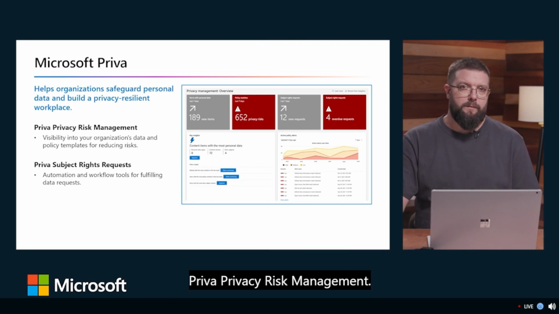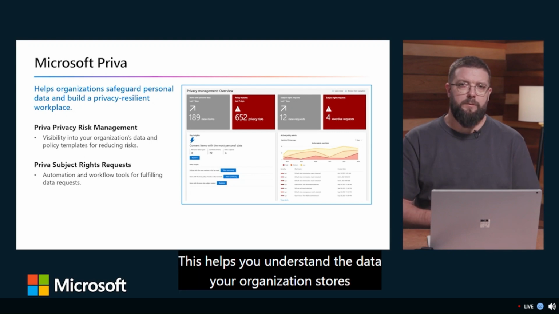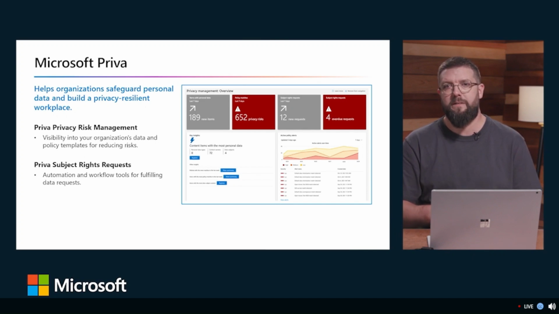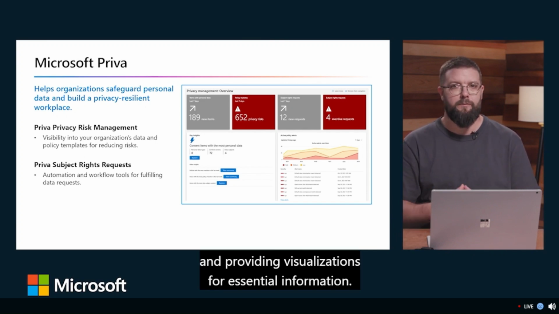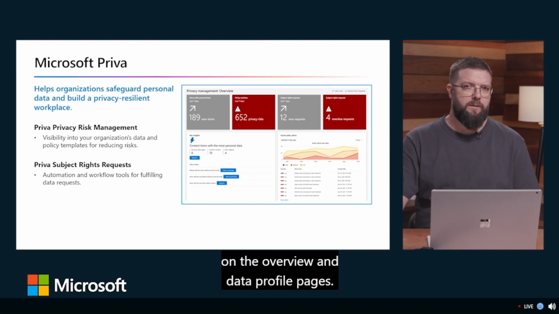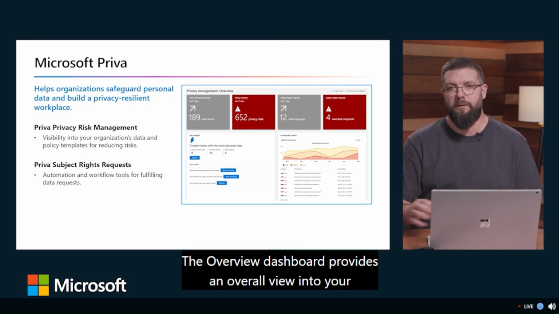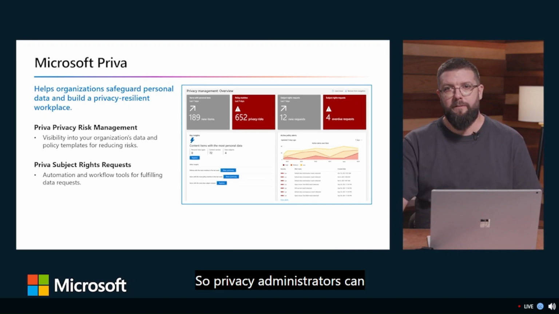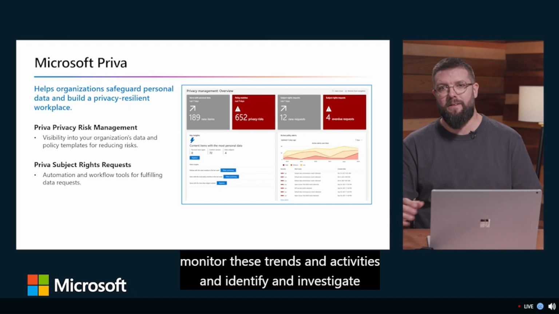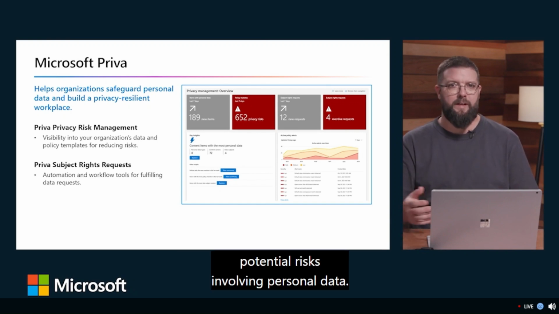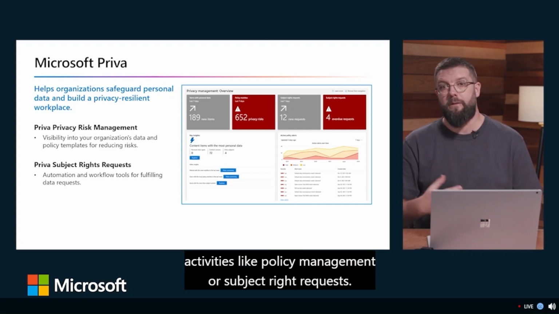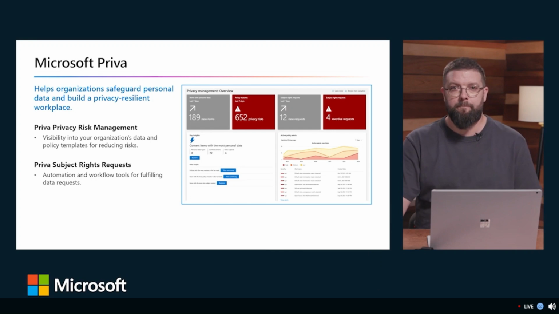Priva Privacy Risk Management helps you understand the data your organization stores by automating discovery of personal data assets and providing visualizations for essential information. These visualizations can be found on the overview and data profile pages, and the overview dashboard provides an overall view into your organization's data in Microsoft 365. Privacy administrators can monitor these trends and activities and identify and investigate potential risks involving personal data. This springboards into key activities like policy management or subject rights requests.